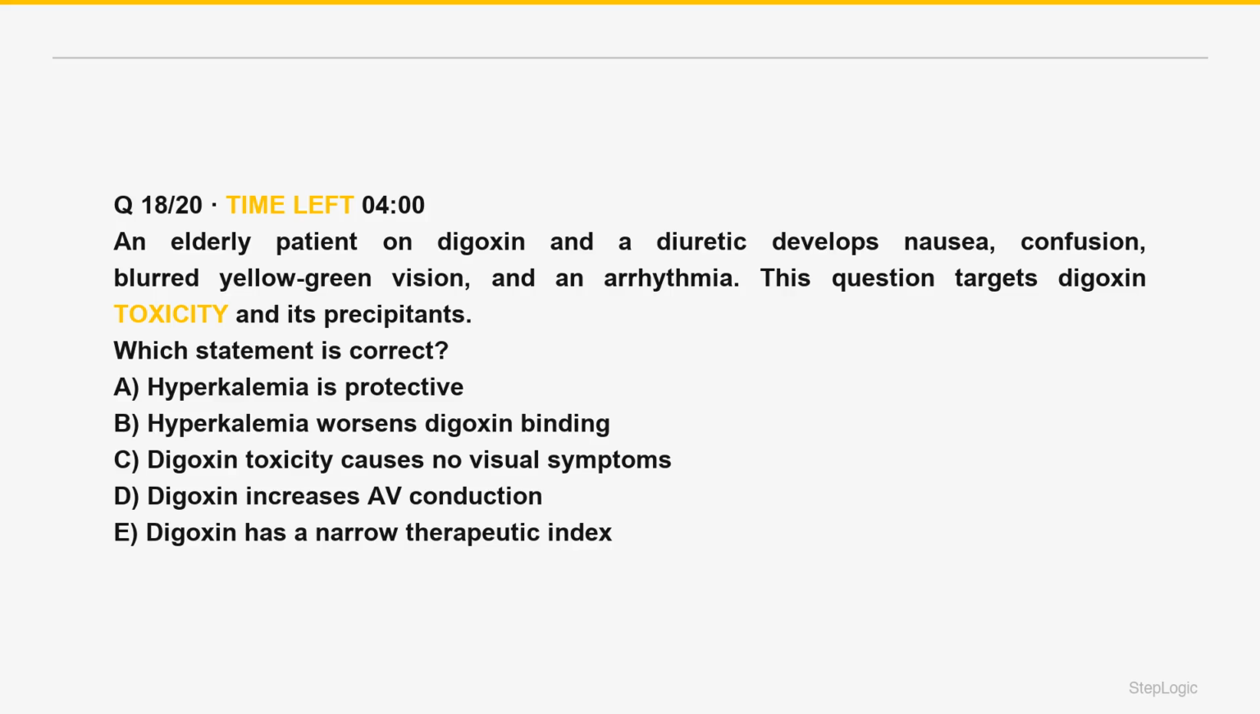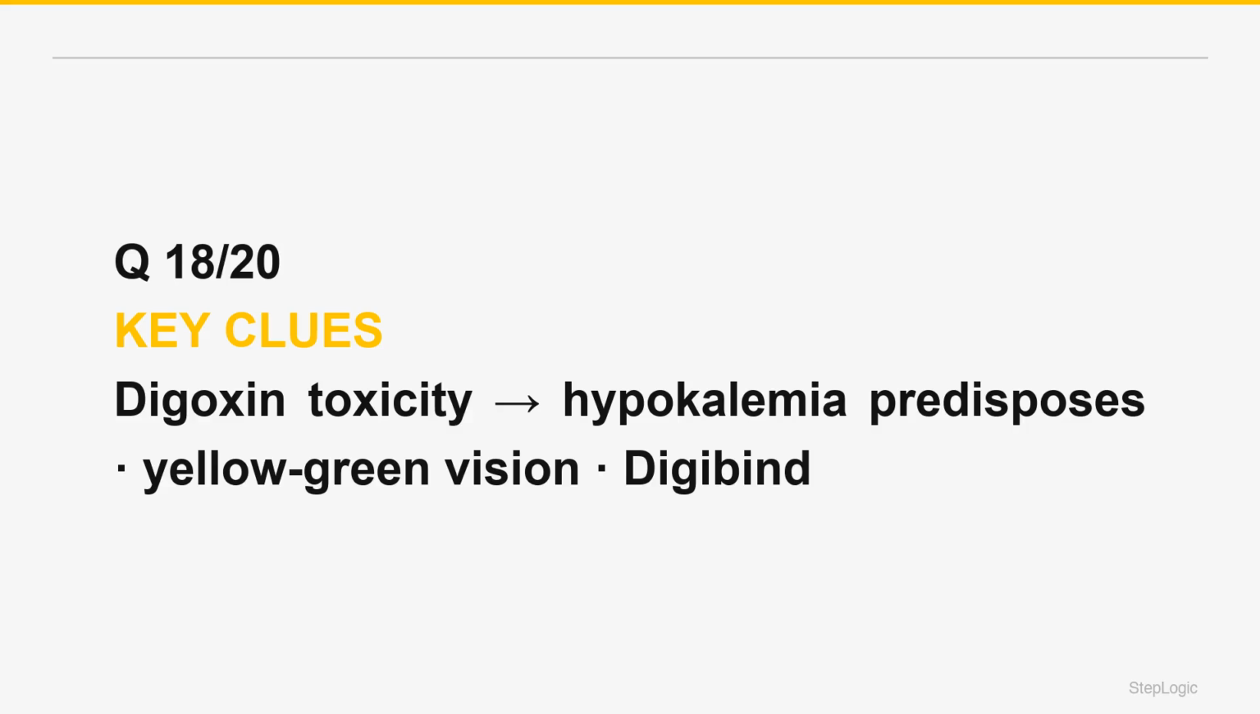Which statement is correct? An elderly patient on digoxin and a diuretic develops nausea, confusion, blurred yellow-green vision, and an arrhythmia. This question targets digoxin toxicity and its precipitants. Read the command. Which digoxin toxicity statement is correct? Inhibits sodium-potassium ATPase. Narrow therapeutic index. Hypokalemia predisposes. Toxicity is GI, confusion, yellow-green vision, or arrhythmia. Treat with Digibind plus correct potassium.